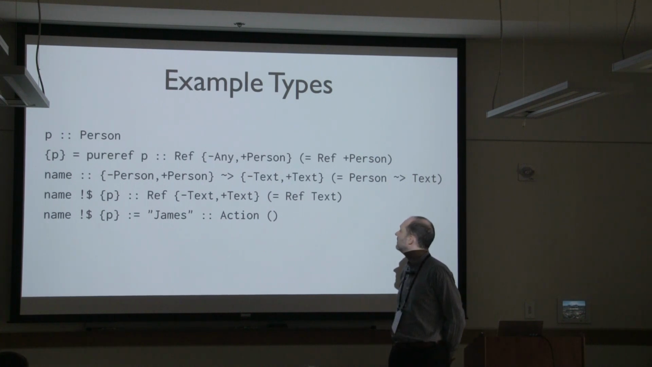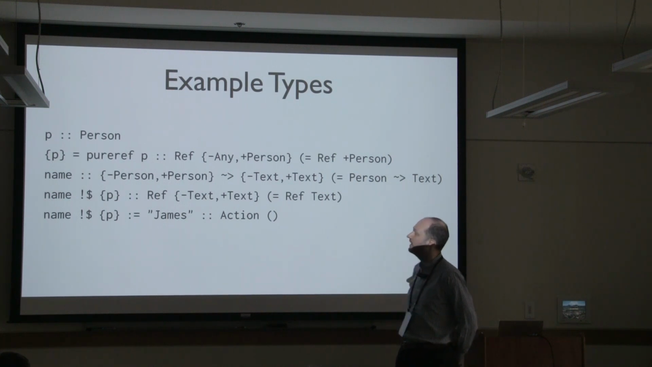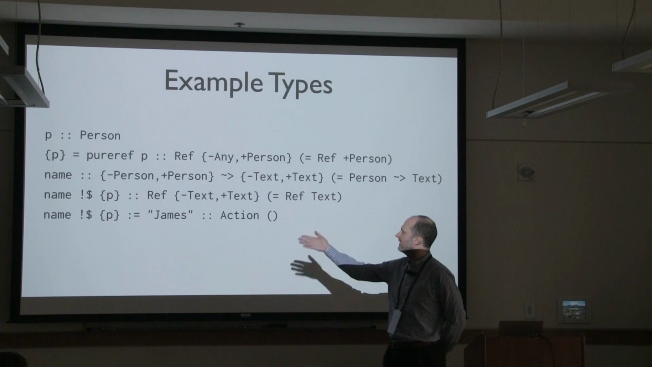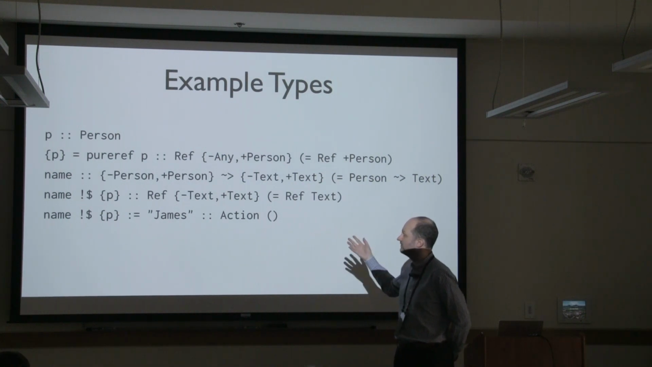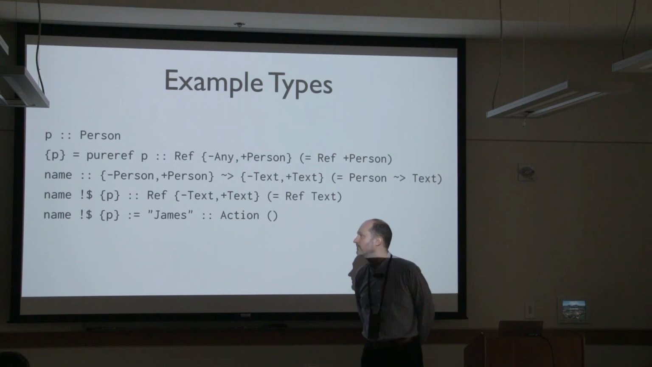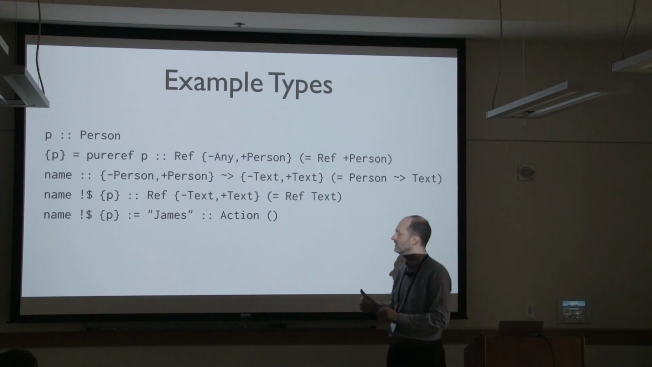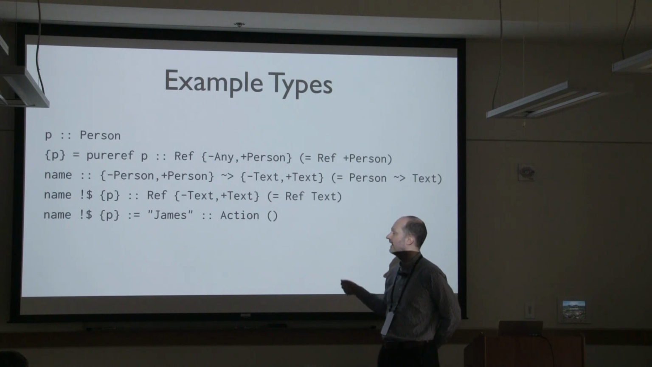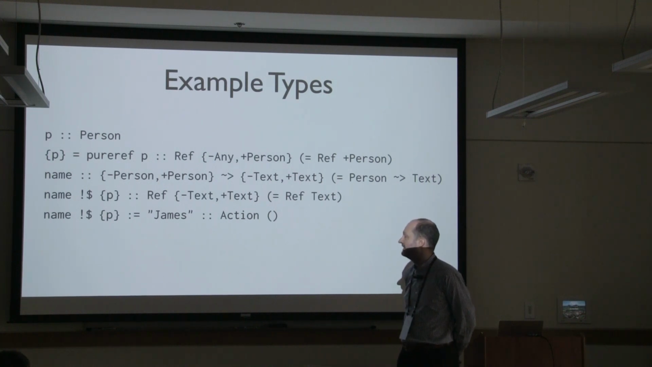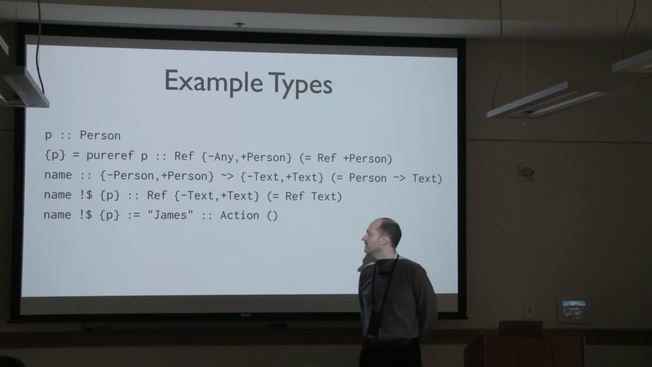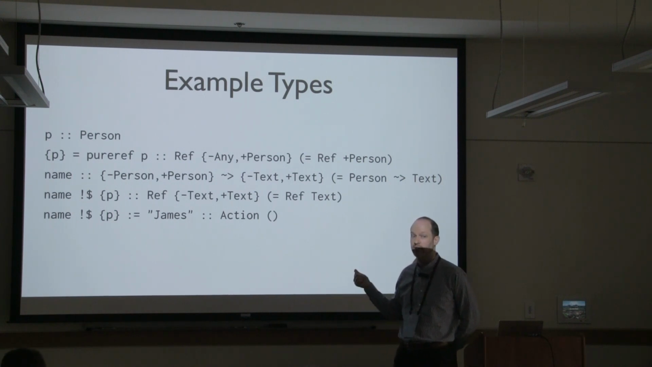Name is a property, so it has a morphism type from person to text, but both ends of that morphism type are contravariant-covariant pairs. So if we spell it out, it's minus person plus person to minus text plus text. Then we use the exclamation point dollar operator to apply a morphism to a reference to get another reference. In this case, we get a reference to text. So it's both gettable text and settable text. And then finally, we apply the colon equals operator to an actual piece of text. And that gives us an action, which is essentially the same as the IO type in Haskell.